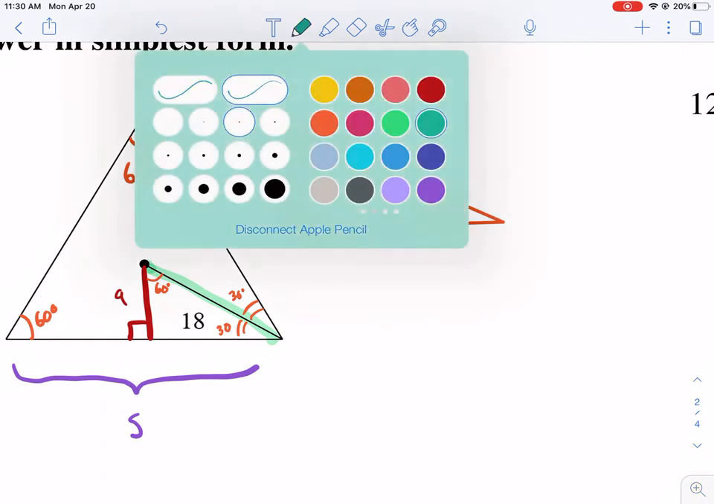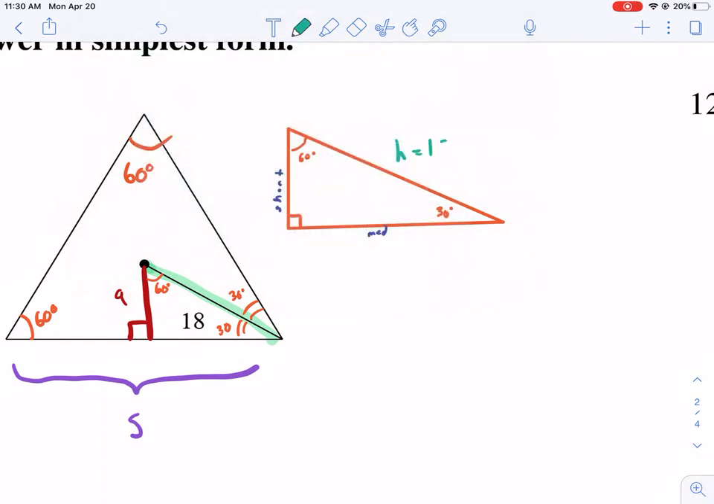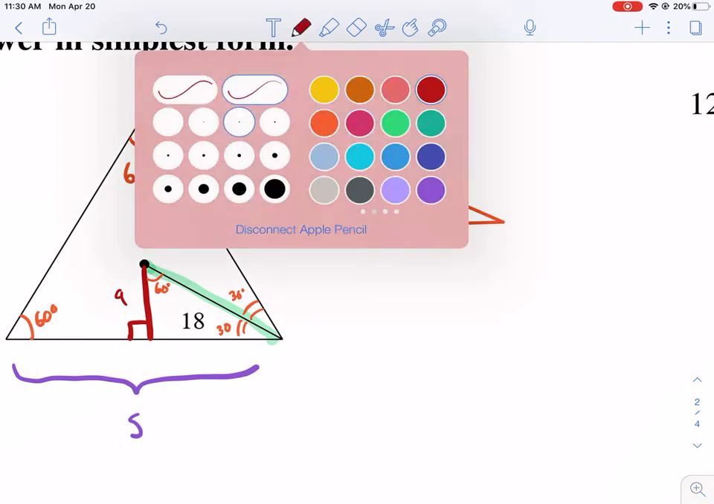We're already given the hypotenuse, which is 18. The easiest side to find is in fact the shortest side. The rule for 30, 60, 90 is that you take the hypotenuse and divide by 2 to find the shortest side. So we're going to do 18 divided by 2, so the shortest side equals 9. So now we know the length of our apothem.